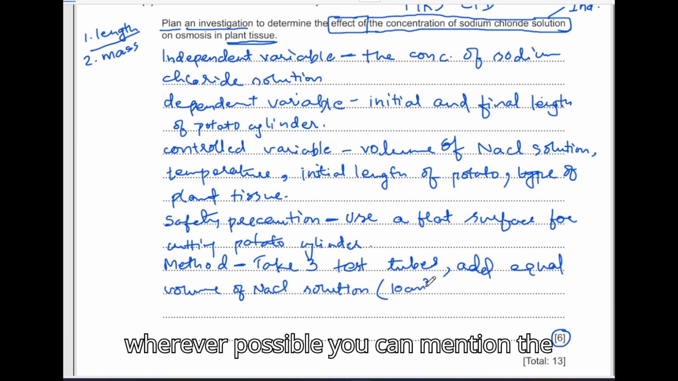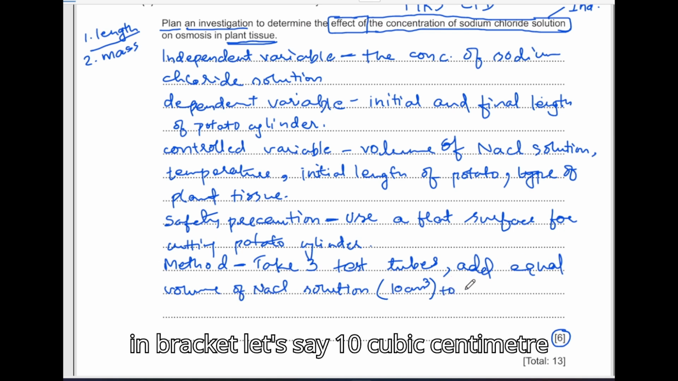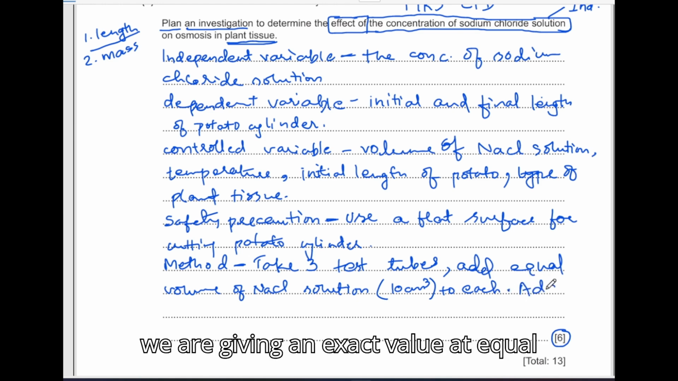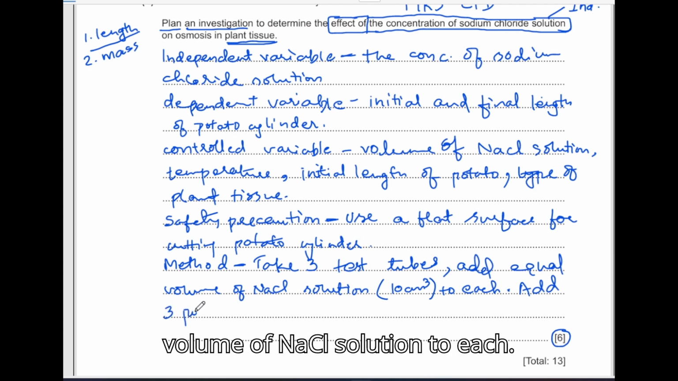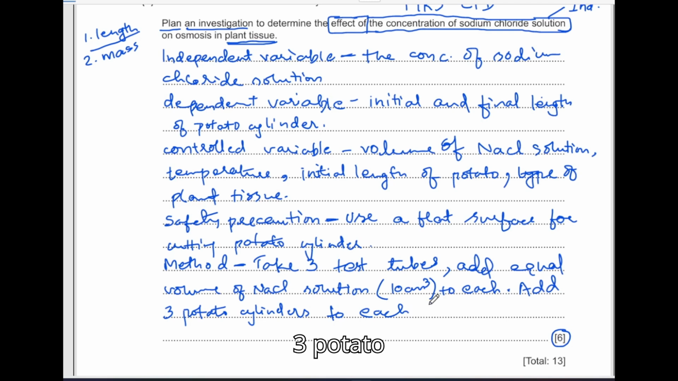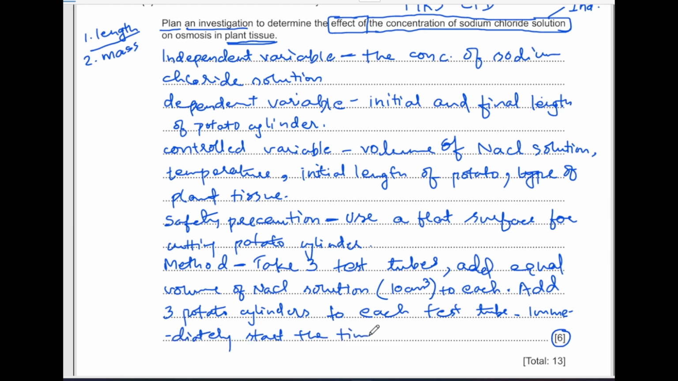Wherever possible, you can mention the numerical value. Instead of writing equal volume, you can write in bracket, let's say 10 cubic centimeter. Okay, so we are giving an exact value. Add equal volume of NaCl solution to each, full stop. And then what we do is add 3 potato cylinders to each test tube, full stop. Immediately start the timer.